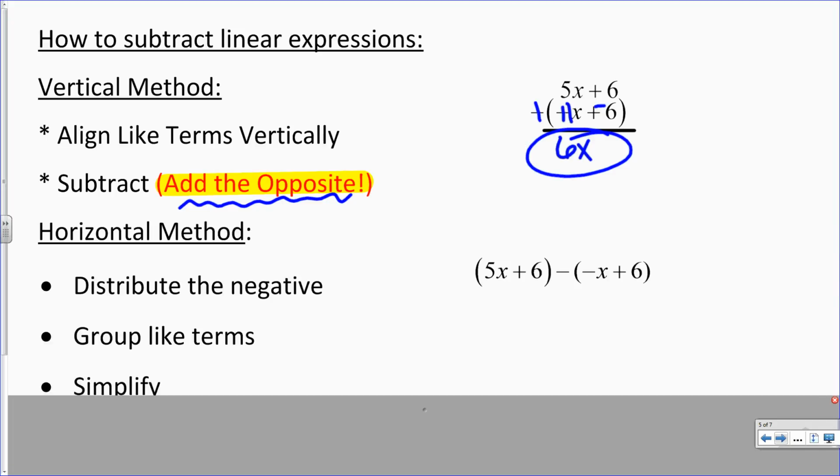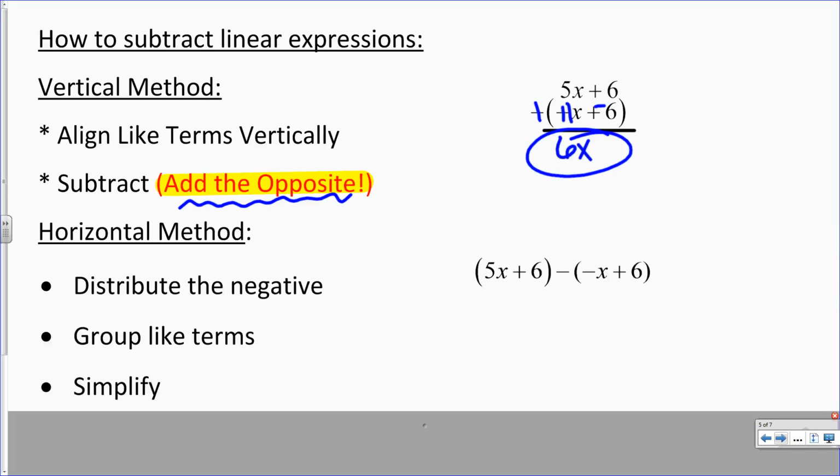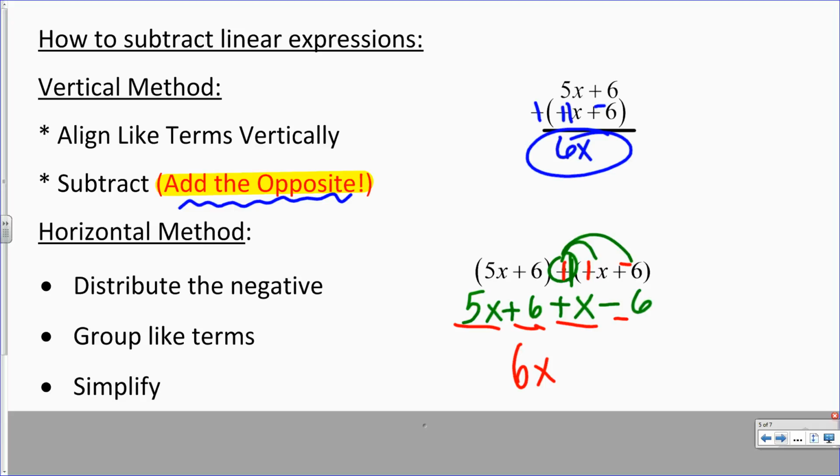To do that same problem on the horizontal method, we first of all need to remember that this first one stays, 5x plus 6. And then this negative sign here is really a negative 1, and it needs to be distributed through, which really means I'm going to change the signs. A negative 1 times a negative x is a positive 1x. And a negative times a positive is a negative, so it'll be minus 6. What you really need to do is make sure you take your negative through to each thing, so you change the signs. So I have 5x plus 1x, which gives me 6x, and you have 6 minus 6, which is 0. So again, we have 6x. So that's how we work with subtraction.